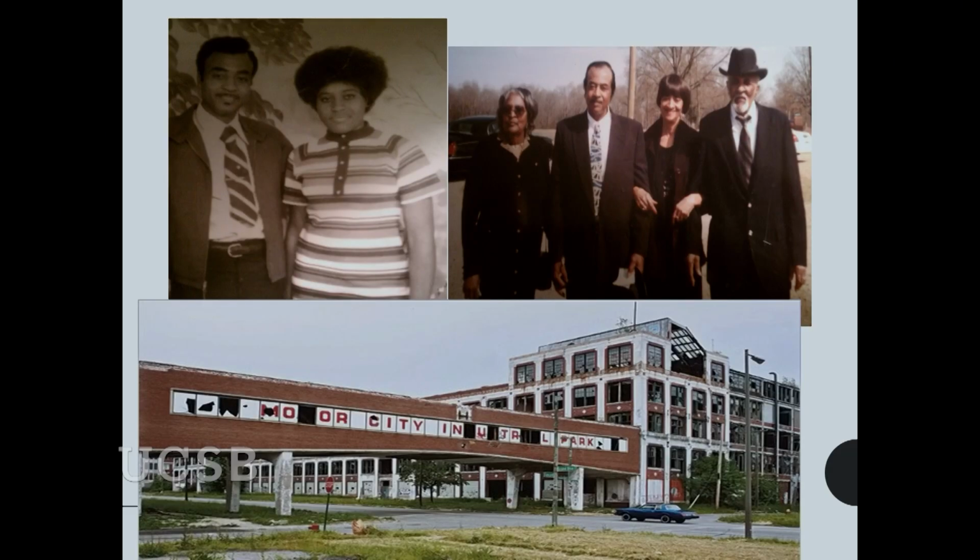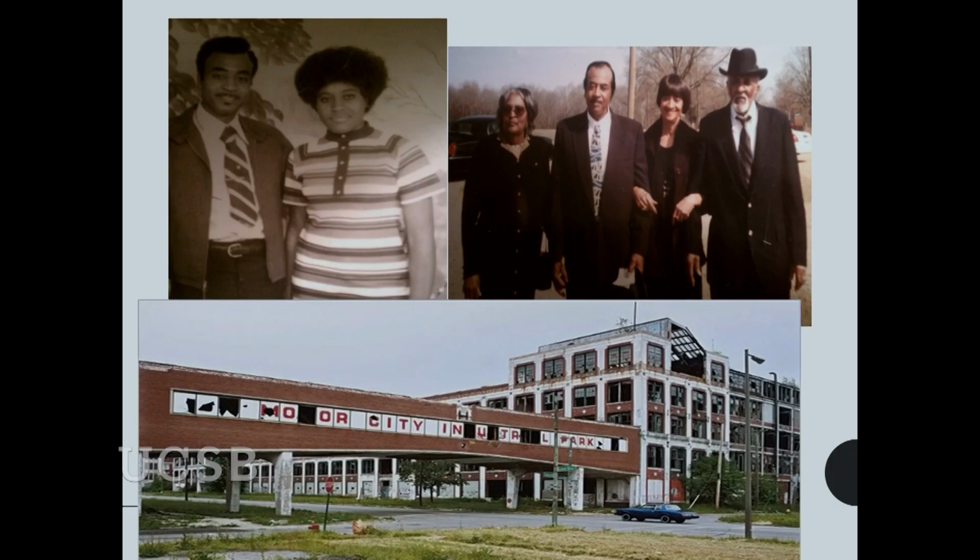Henry Ford sent emissaries to Mississippi to recruit workers to work in the factory. And my uncle and aunt were the first two people to move to Detroit to work in the factory. And that factory no longer exists today. And those are my uncle and aunt and my mom and my uncle today.